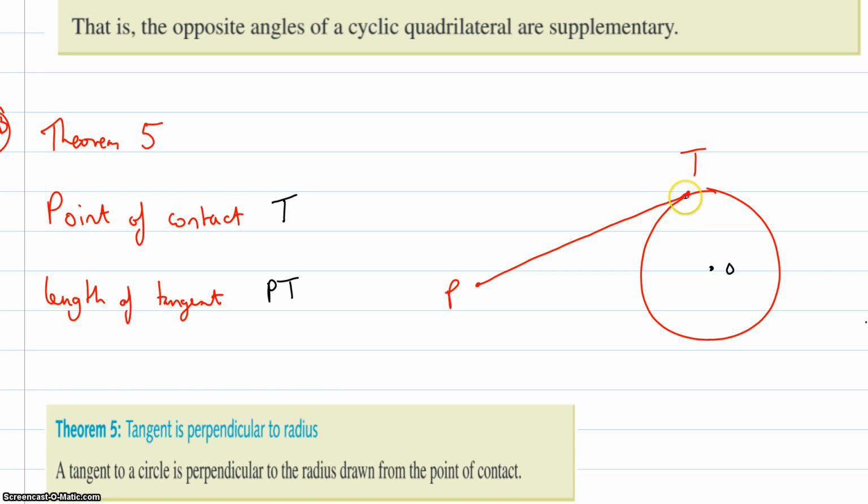I'm going to say that it touches at this point T. Okay, so that's the tangent. The point of contact is where it touches at T, and the length of the tangent is simply the length from P to T. Okay, just things that you need to know for this topic.